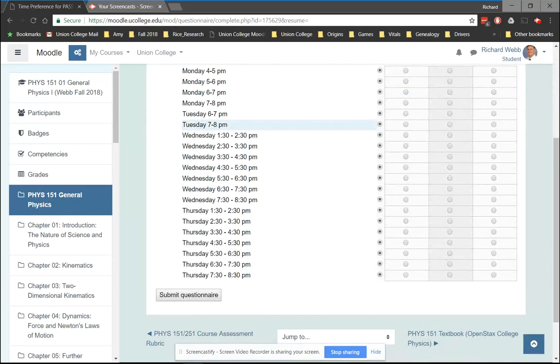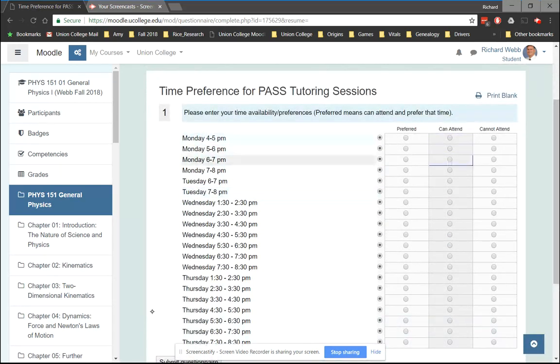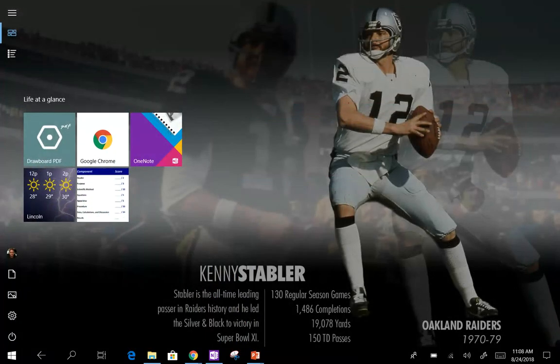So you just check for each one. Can attend. Okay, I missed again. Yeah, just for each one, select your options. I, of course, will not be submitting this.